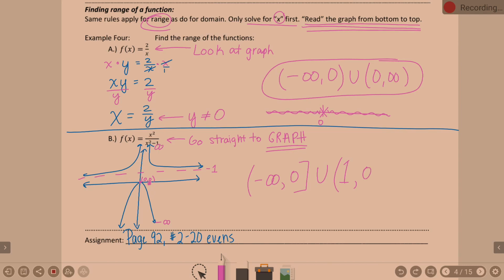Okay, guys, problems 2 through 20. It's not multiple parts, I promise. You've got like 4 functions, 3 or 4 domains, 2 or 3 ranges. Attempt them all. Use our techniques. We'll talk on Monday.